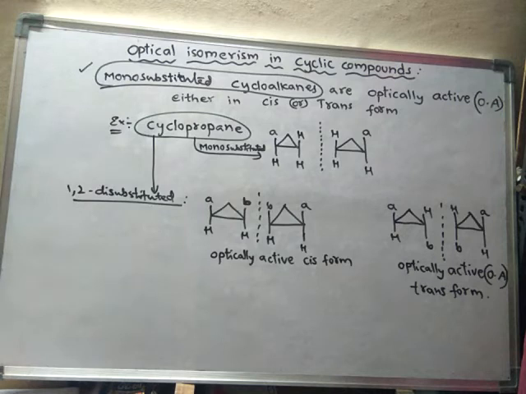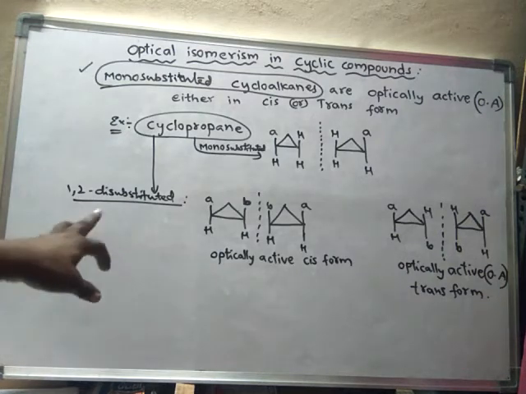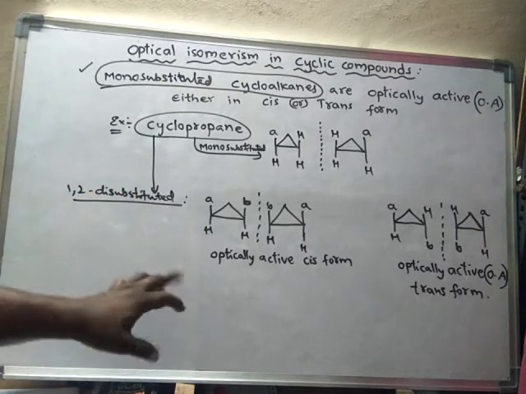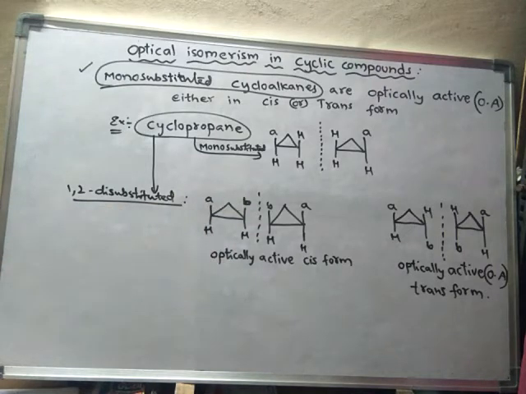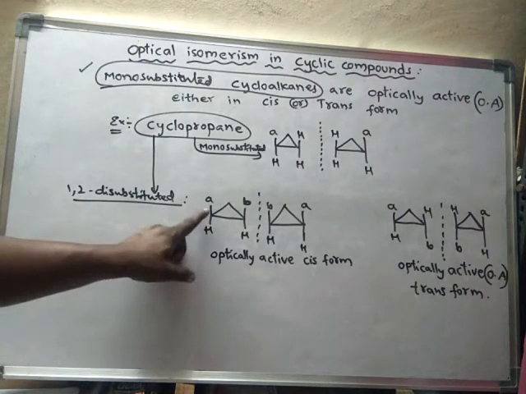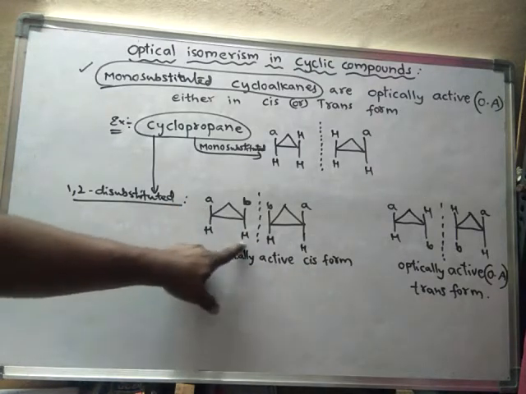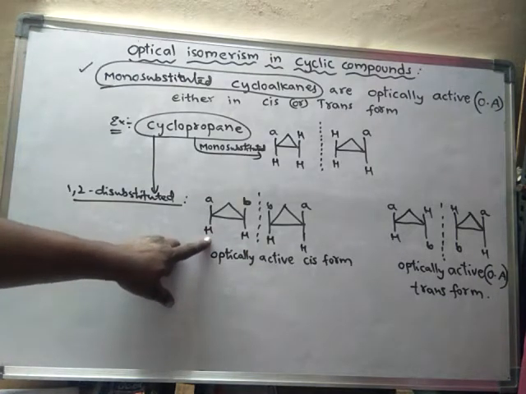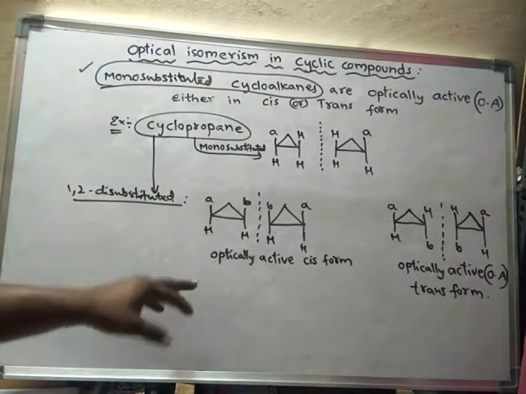Suppose you learn about disubstituted cyclopropane, so in that what happens? The same cyclopropane, but it is 1,2 disubstituted. So that means here two, first position and second position. So these two are substituted. I mean the two hydrogens are substituted by some other groups. So here also it is optically active. Here it is cis form because the two groups are present on the same side of the plane. Hence they are said to be cis form.